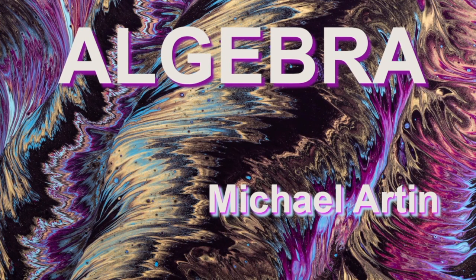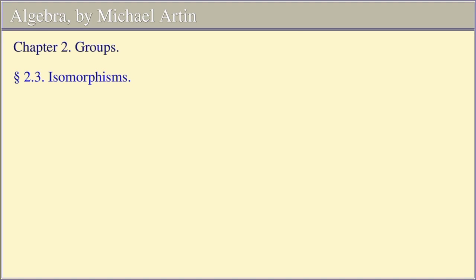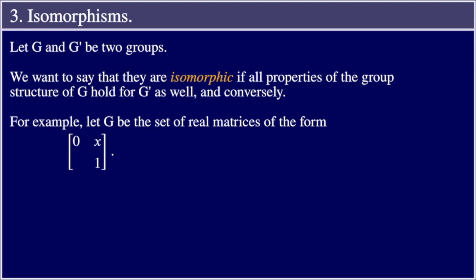Algebra by Michael Artin. Chapter 2, Groups. Section 3, Isomorphisms. Let G and G' be two groups.